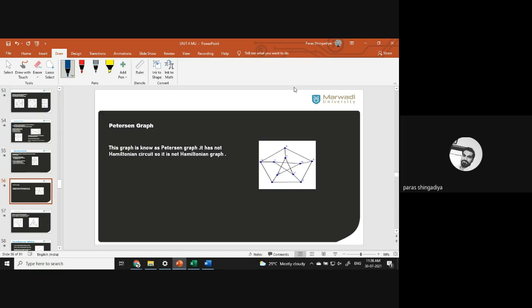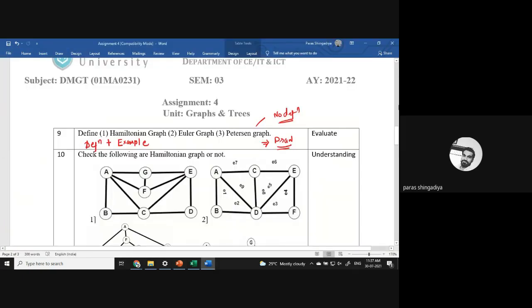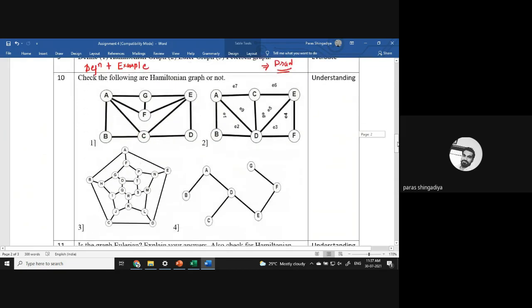Petersen graph, that is an easy structure, and the structure of the Petersen graph is also clear. And conclusions we'll discuss in one of the questions of the assignment, why it is not Hamiltonian and why it is not Euler. Our next question is question number 10.